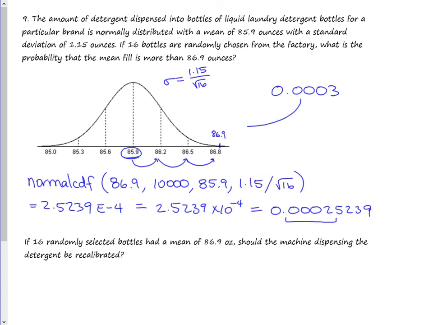So the area to the right of that is extremely small. Scaled, you're just not even seeing a whole lot of area. So that's why this probability is so small, 0.0003. And to that effect, if you find 16 randomly selected bottles and their mean is 86.9, but there's such a small probability that should occur, the machine definitely is going to need to be recalibrated. So, yes.